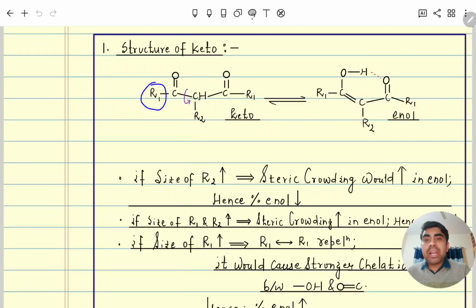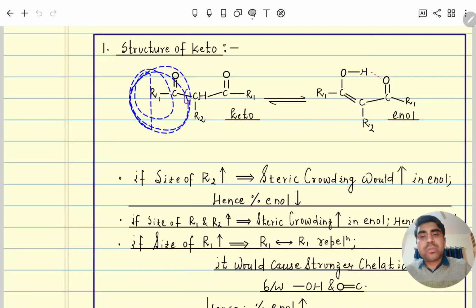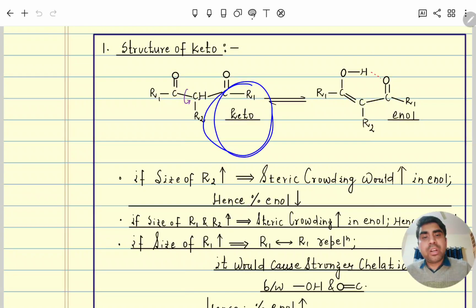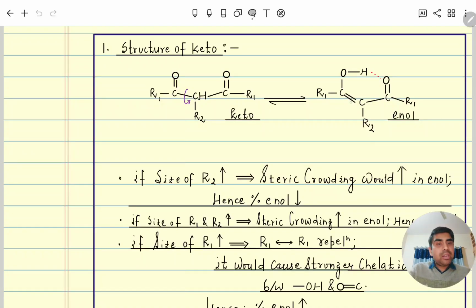Second, if R1 and R2 both are big in size, due to steric crowding, enol will be less stable. Due to steric crowding, that enol compound will not be stable. Third, if R1 size is big and R2 is small, suppose its size is big and similarly here also its size is big, then R1 and this R1 will have repulsion because of steric hindrance. As they repel, the chelation will be compressed, which means chelation will be more effective.